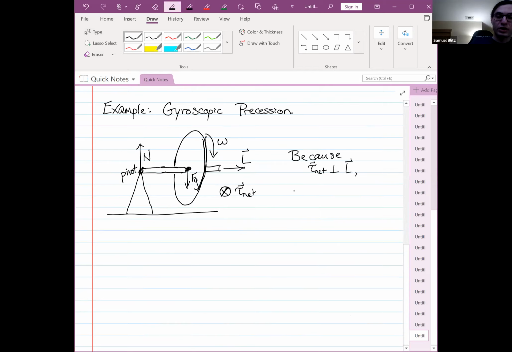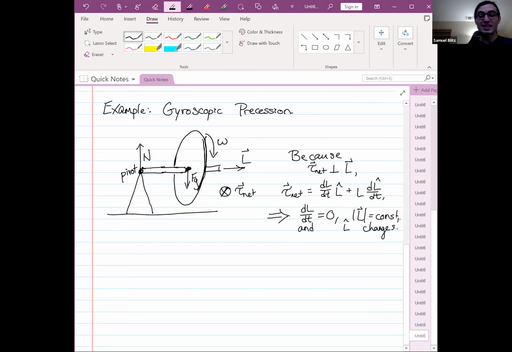So because the torque is perpendicular to L, and the torque is equal to dL/dt L hat plus L dL hat/dt, we must have that this term is 0, right? Because this part is not perpendicular to L. If it was, it would ruin the fact that the torque is perpendicular to L. So this implies automatically that dL/dt is 0, or equivalently that the magnitude of L is constant, and only the direction changes.